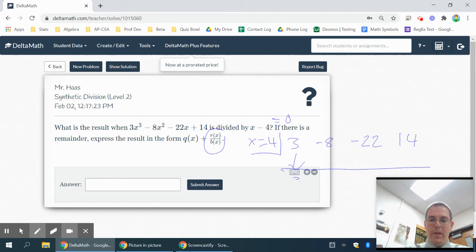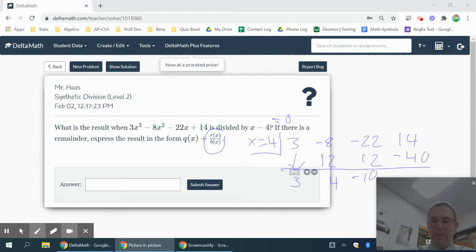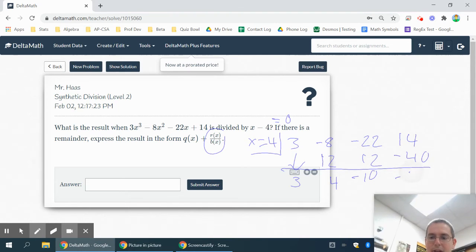Bring down my 3, then multiply what's on the bottom by the number in front, 4. Multiply is 12, add it together is negative 10, multiply is negative 40, add is negative 26. Now you might not like the fact we do not have a 0 there. That just means I have a remainder. So let's go ahead and try typing this in.